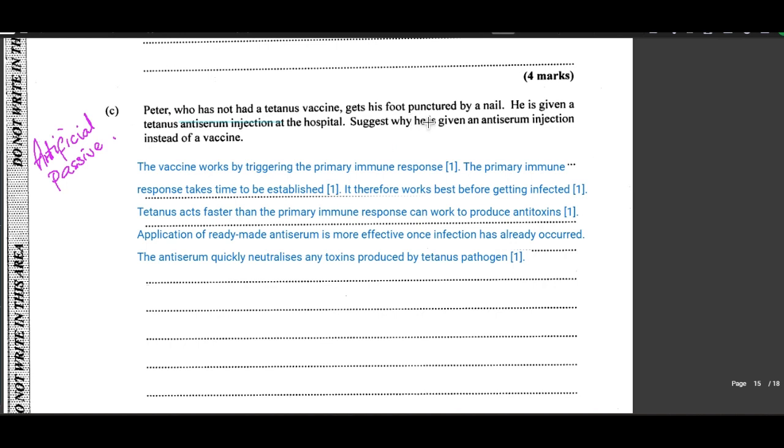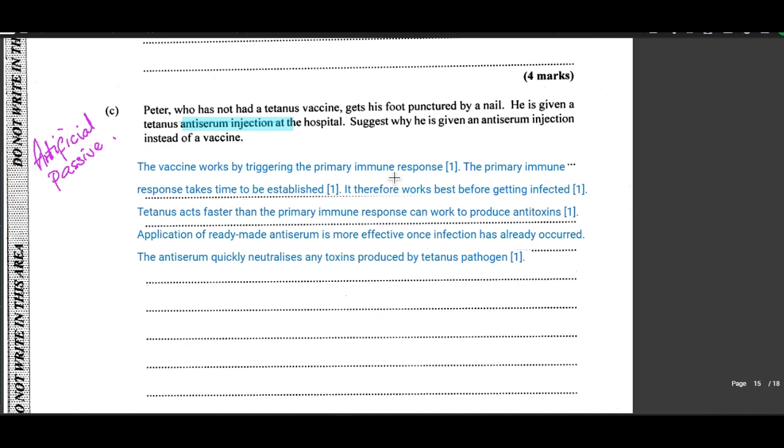And they ask, well, why not just give him the vaccine instead of just giving him this anti-serum, right? Because the vaccine will make him immune, right? Well, the problem is timing, right? So the first thing to indicate, okay, this is how a vaccine works. It's going to work by triggering your primary immune response, and that takes a while to be established. That's why you take a vaccine, to blow past the primary immune response.